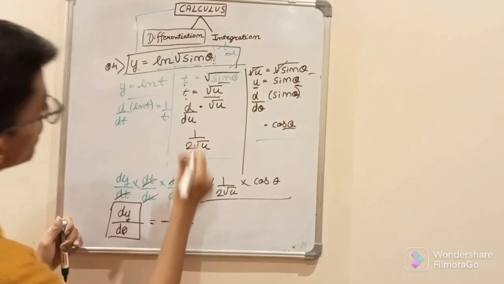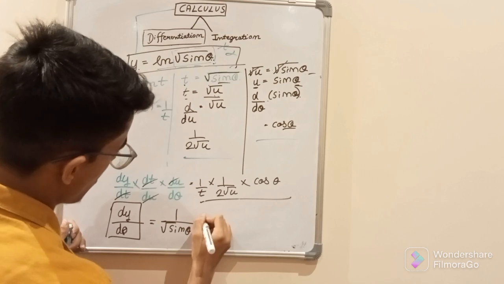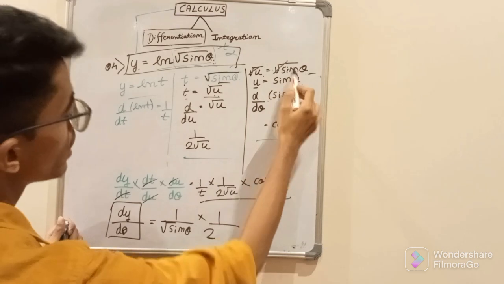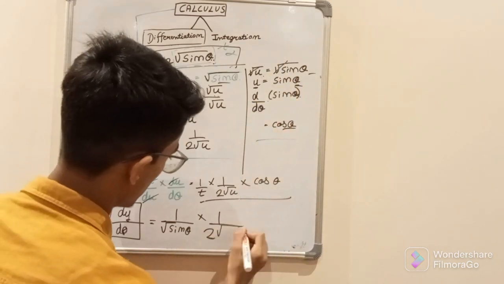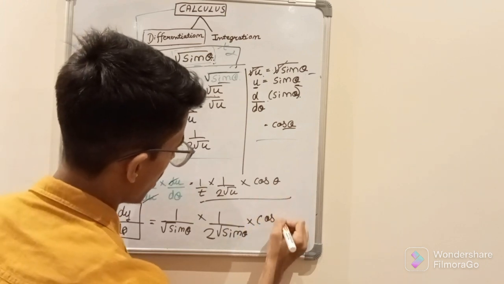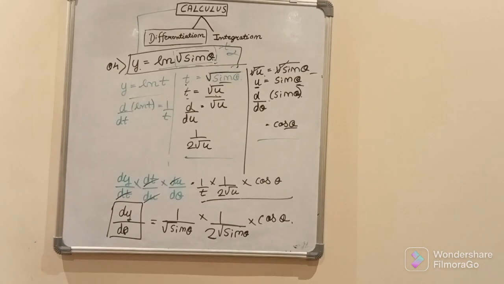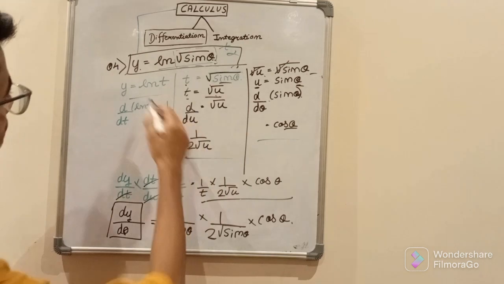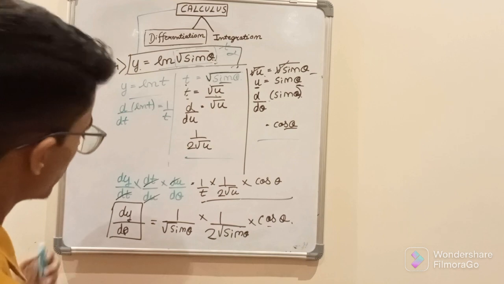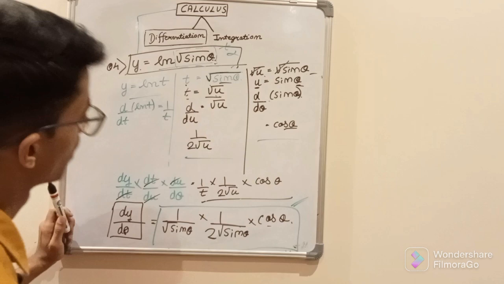So 1 upon t, that is root sine theta, that is t, multiplied by 1 upon 2 root u, and root u is equal to root sine theta, and ultimately cos theta. Let's check it. 1 upon t, that is 1 upon root sine theta, 1 upon 2 root sine theta, and cos theta. So this is the absolutely correct differentiation.